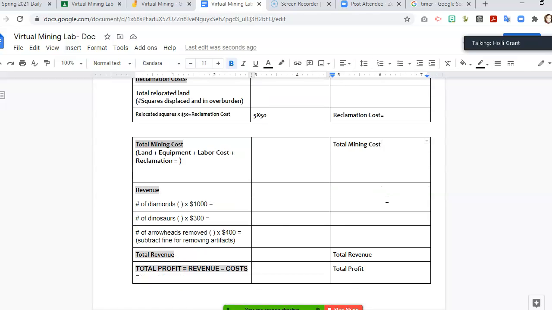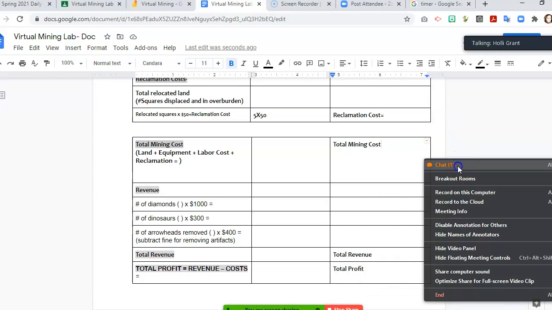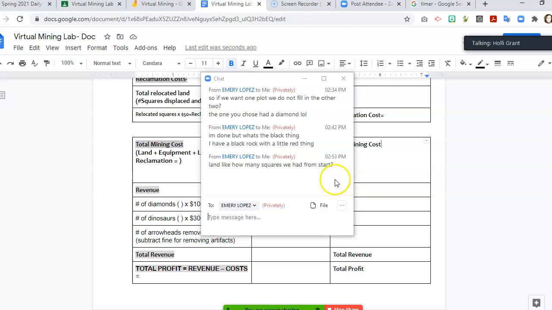Sure. So when it says we get $500 per arrowhead, do we have to put $400 for each individual arrowhead? They come in pairs, right? Or do they come? No, there's 6 individuals. Oh, so then you have to be charged 6 times for those.